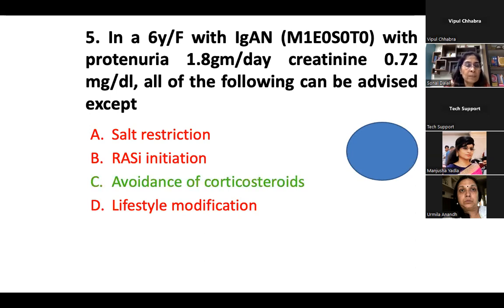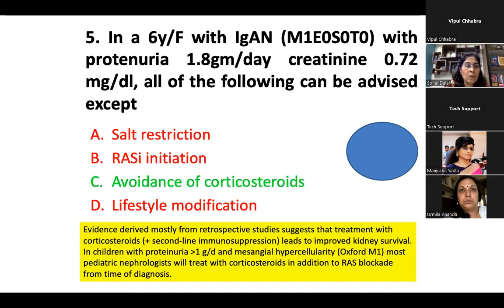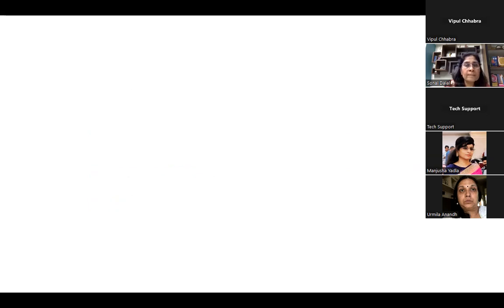Time up. The correct answer is option C, avoidance of corticosteroid. There is evidence derived mostly from retrospective studies which suggests that the treatment with corticosteroid leads to improved kidney survival in children with more than 1 gram proteinuria. So it has to be given along with RAS blockade and other treatment.